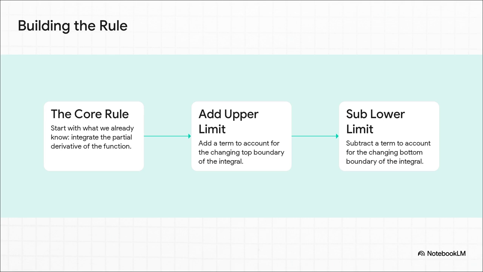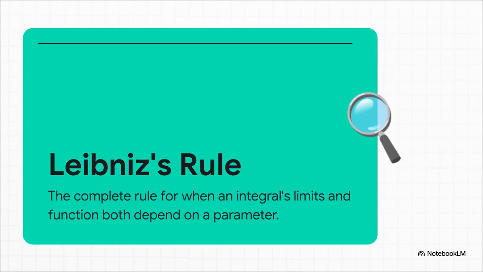So, step two, we add a term that accounts for the changing upper boundary. And for step three, we do the same thing for the lower boundary. It's just our original shortcut plus two new pieces. And here it is in all its glory.